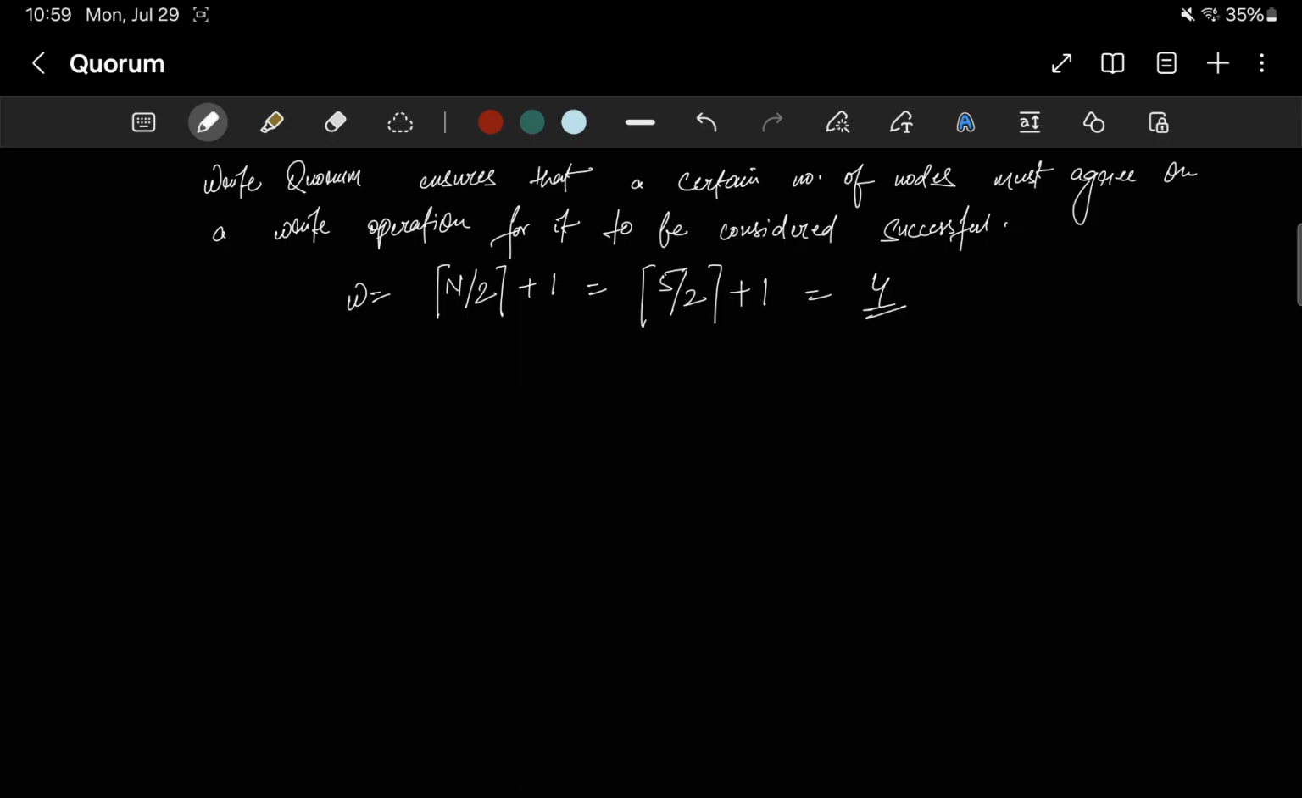So if we have 5 nodes, then at least 4 of the nodes should agree on one value before it gets written, before it's considered a valid write. Okay, great. So now we know that different nodes will agree and it will be like quorum, but how do we ensure that all nodes are consistent?